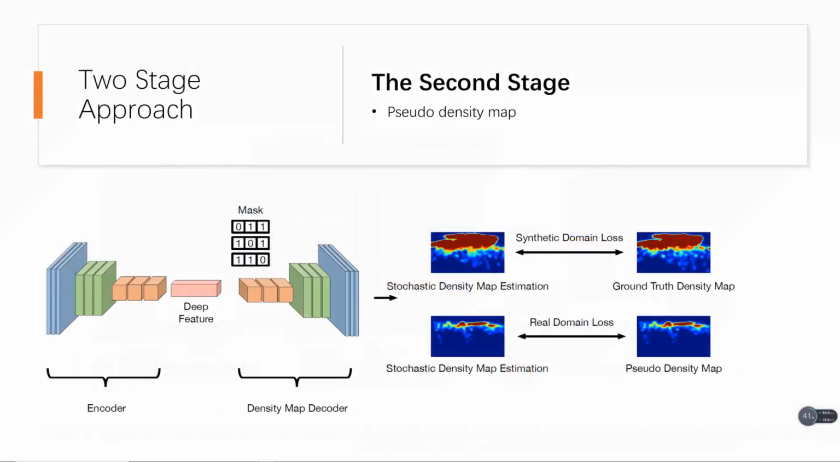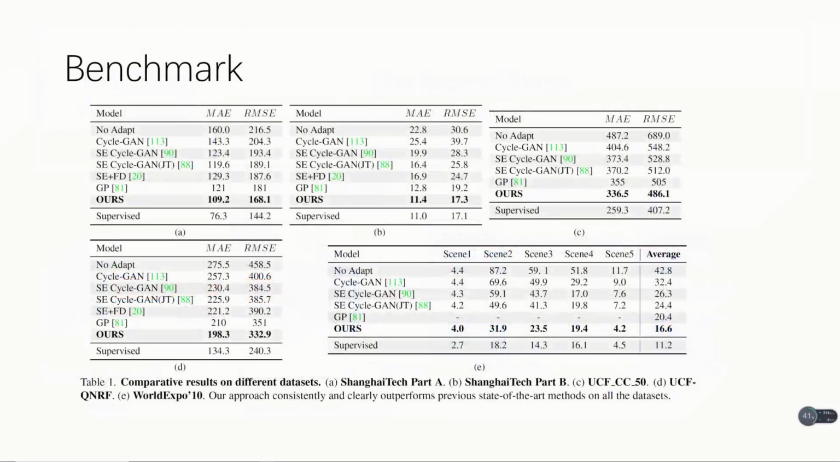In the second stage, we further use the stochastic density map to remove uncertain estimations and only keep the certain ones for self-training, which means we generate reliable pseudo labels for real images and use them for model training. This brings state-of-the-art performance on the public cross-domain crowd counting benchmark compared with previous work.